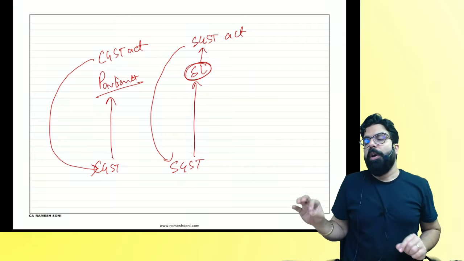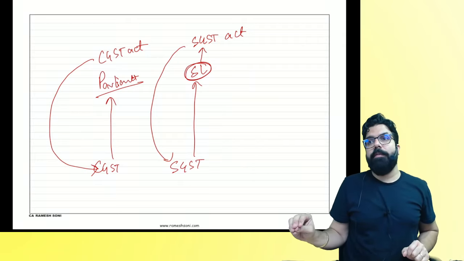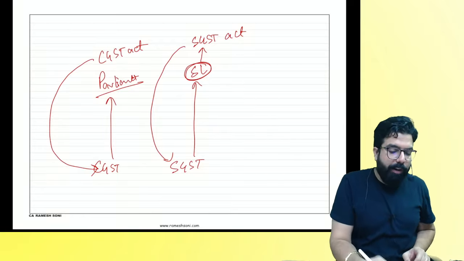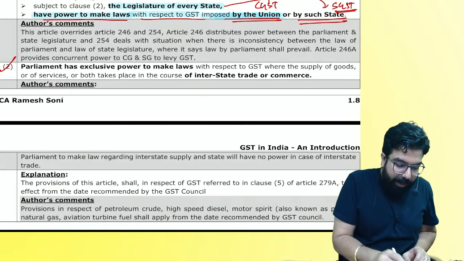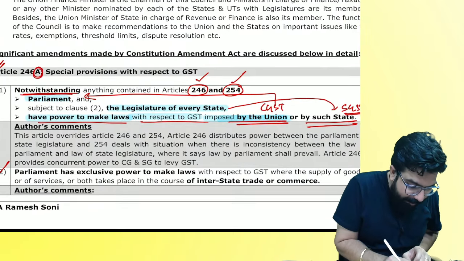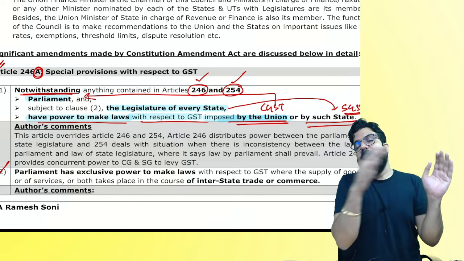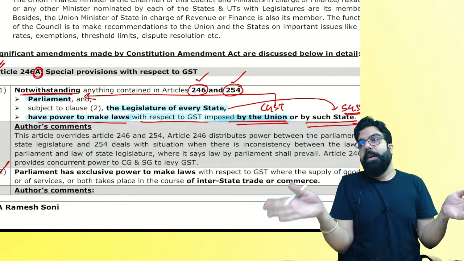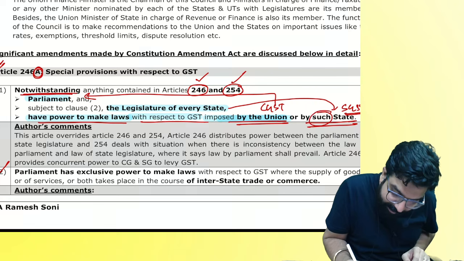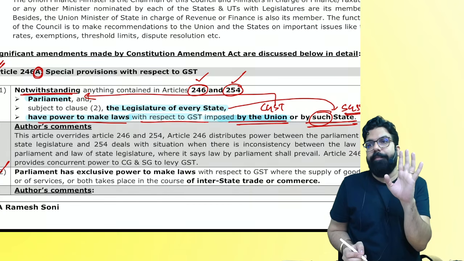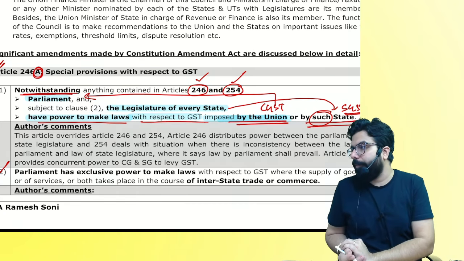So that there is no one supreme or junior, they went ahead and introduced what, everyone? A new section, Article number 246A, which told that Parliament will make law for CGST and the state legislature for SGST with respect to such state, meaning Karnataka's state legislature for Karnataka SGST. Are we all clear till here?